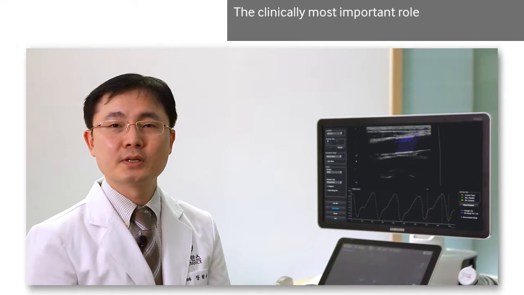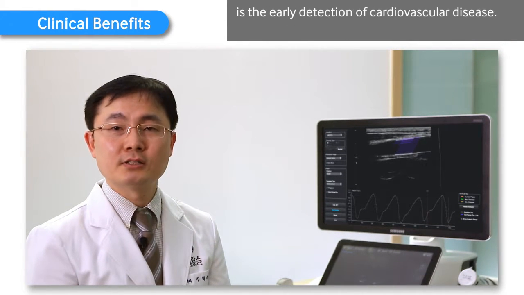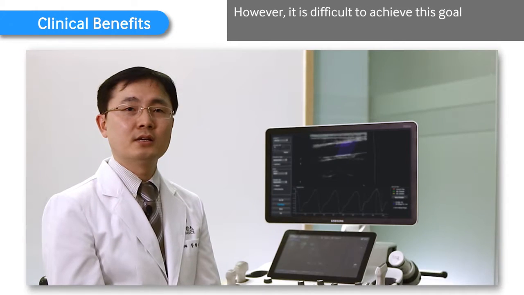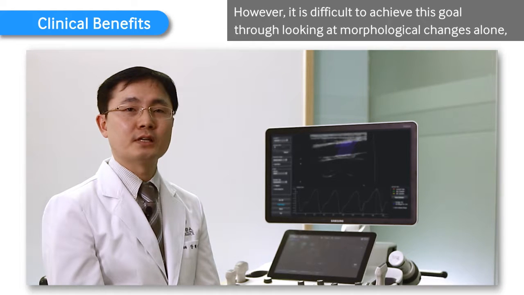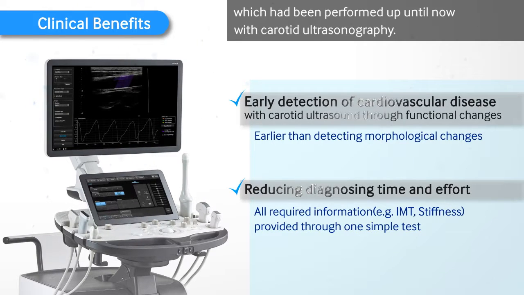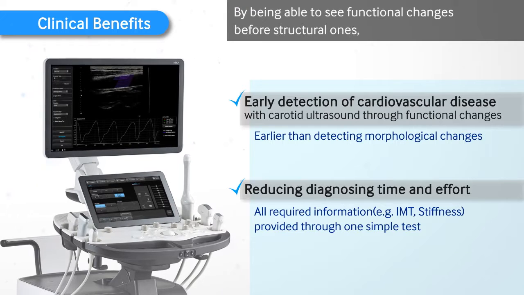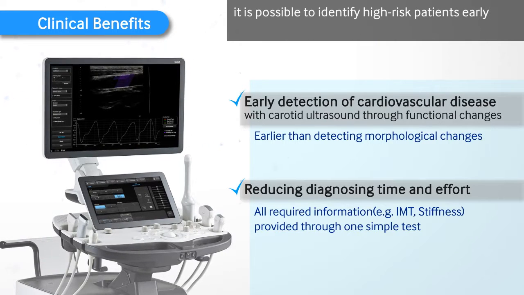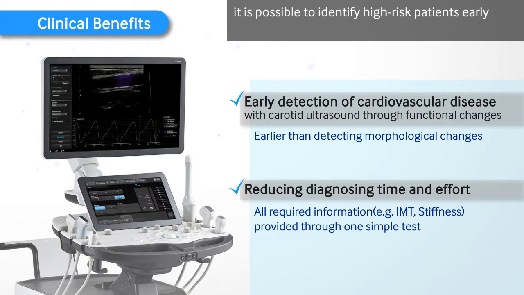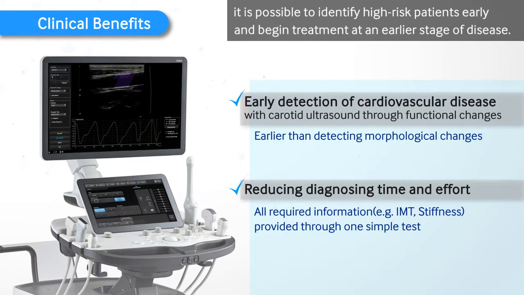The clinically most important role of the carotid ultrasound is the early detection of cardiovascular disease. However, it is difficult to achieve this goal through looking at morphological changes alone, which had been performed up until now with carotid ultrasonography. By being able to see functional changes before structural ones, it is possible to identify high-risk patients early and begin treatment at an earlier stage of the disease.